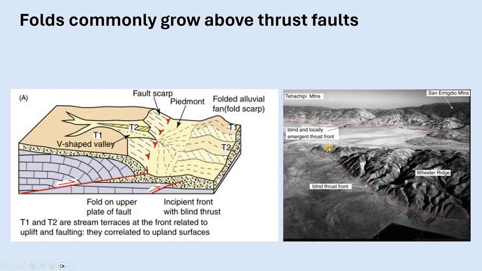So a great example of this is here in Central California. We have the Tehachapi Mountains growing over an essentially emergent or more mature thrust fault. And then a new blind thrust has broken out more towards the foreland and has an anticline growing above it. That's Wheeler Ridge.